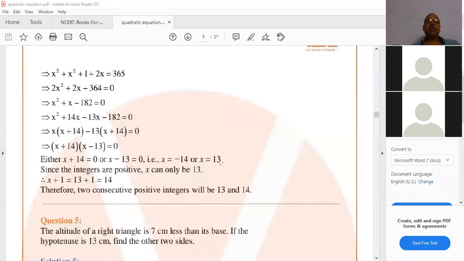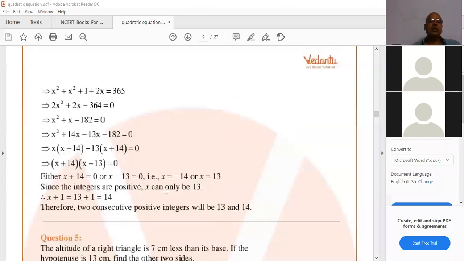Here the positive integer is 13, so you can take x equal to 13 only. One positive integer is 13. The other positive integer is 13 plus 1, which is 14. Hence the two consecutive positive integers are 13 and 14. Understand? These sums are important from the examination point of view.